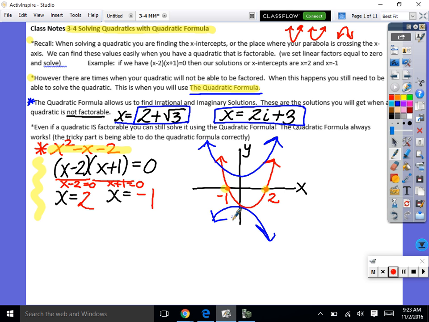Now understand the quadratic formula always works. You can always use the quadratic formula to solve any type of quadratic. So even if your quadratic can be factored, you could still use the quadratic formula. The reason we don't is that the quadratic formula is probably the hardest for people to actually get right, just because there's lots of room for error.